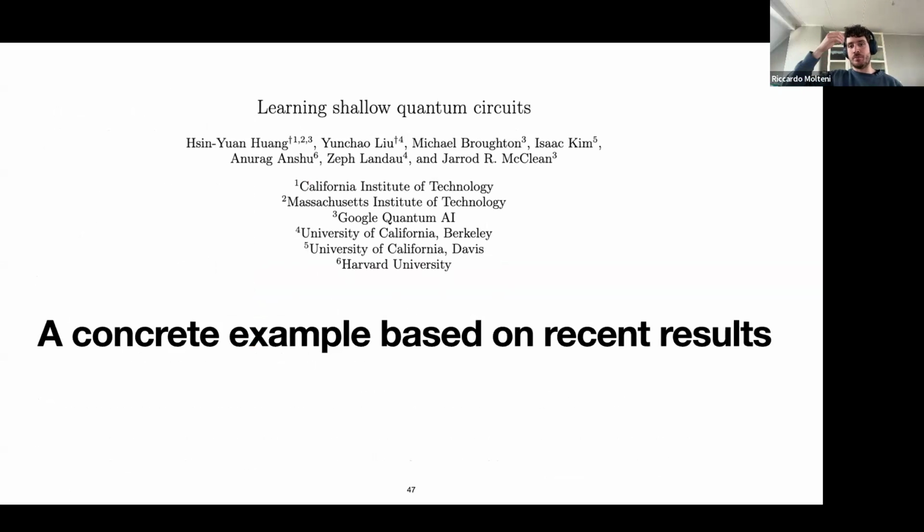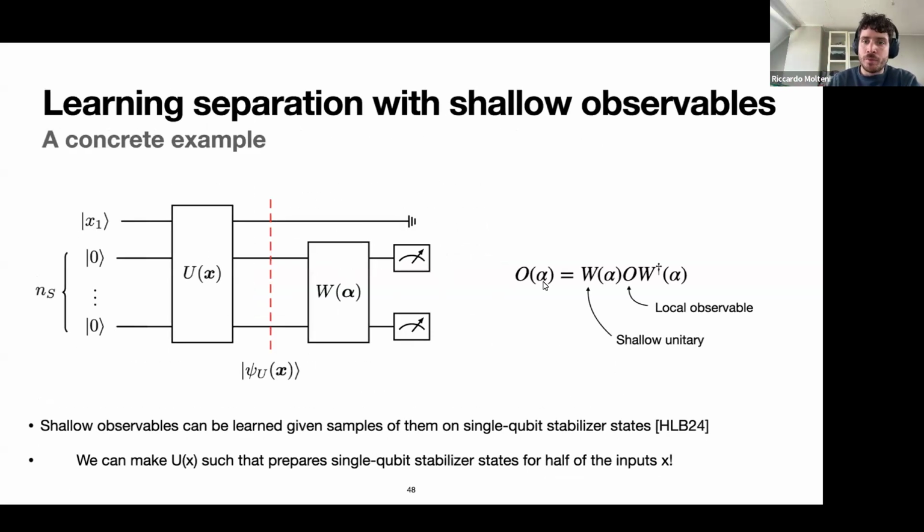Let me give you a concrete example, based on recent results from Robert Wang. In this paper, he showed that you can learn shallow quantum observables. By shallow quantum observable, we mean an observable of this type, where O is a local observable and W alpha is a shallow unitary for every alpha. He showed that you can learn this observable given training samples of this observable on states which are single-qubit stabilizer states. So if I give you evaluations of this observable for every alpha on single-qubit stabilizer states, then he showed that you can recover this observable.